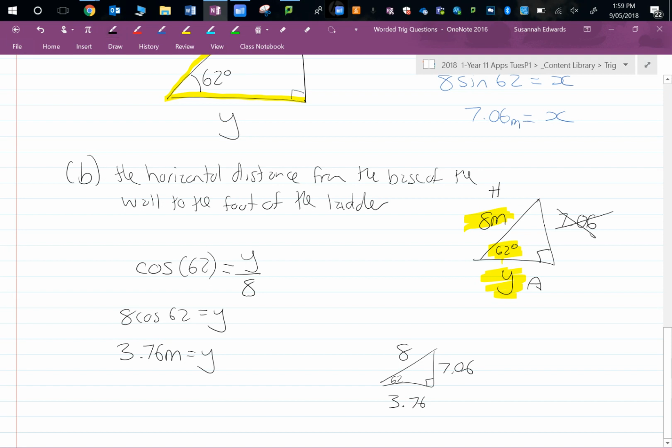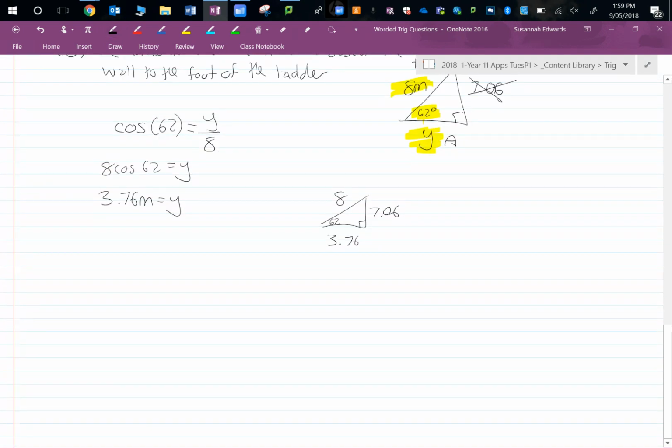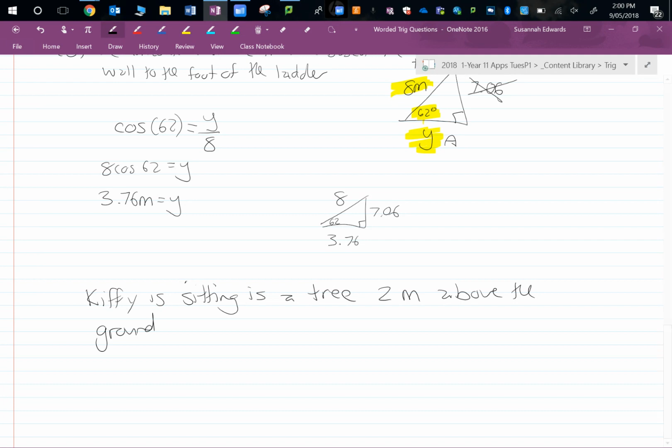Yeah? All right, one last question. It's not going to be from homework. I'm just going to make it up. Right? So, Kippy is sitting in a tree 2 meters above the ground. Oh, be aware, as soon as I get into these sort of questions, everybody's names get used, okay? So just, it's fine, okay? Kimmy's sitting in a tree 2 meters above the ground, all right?